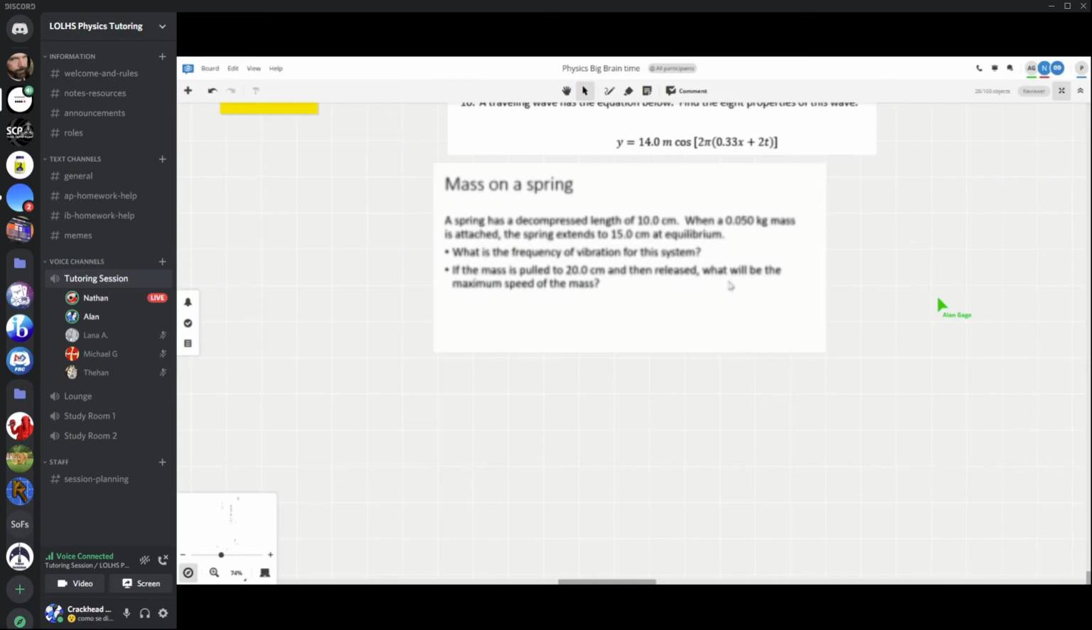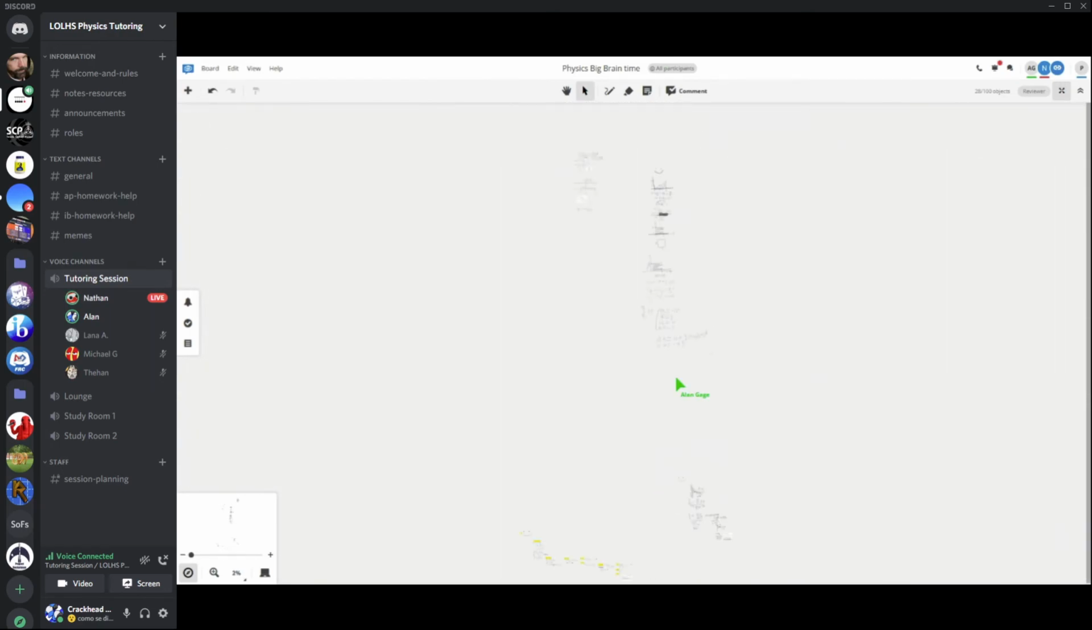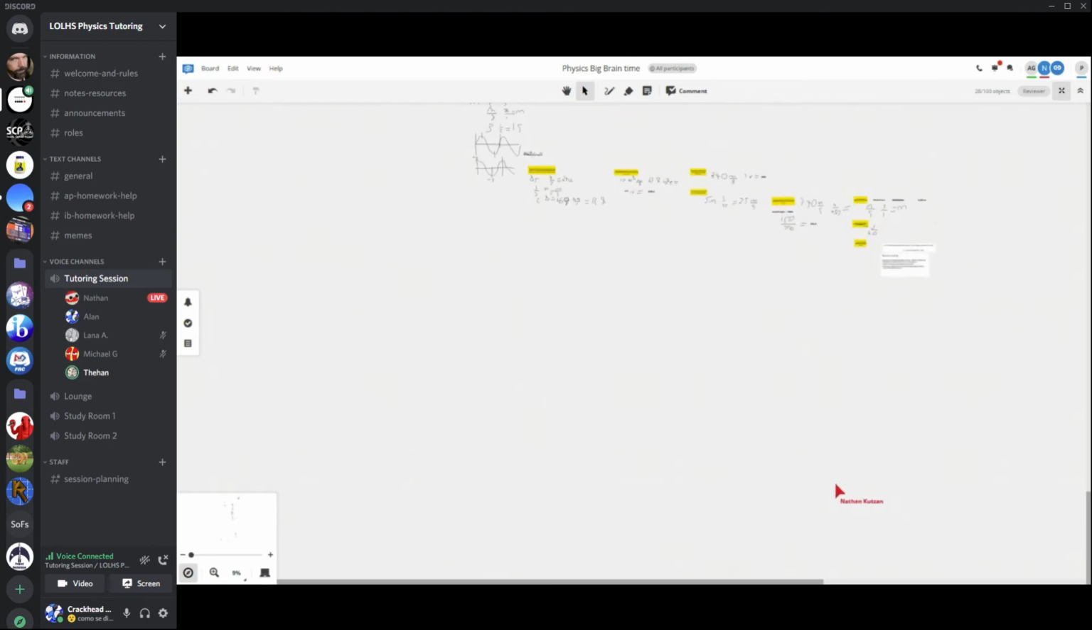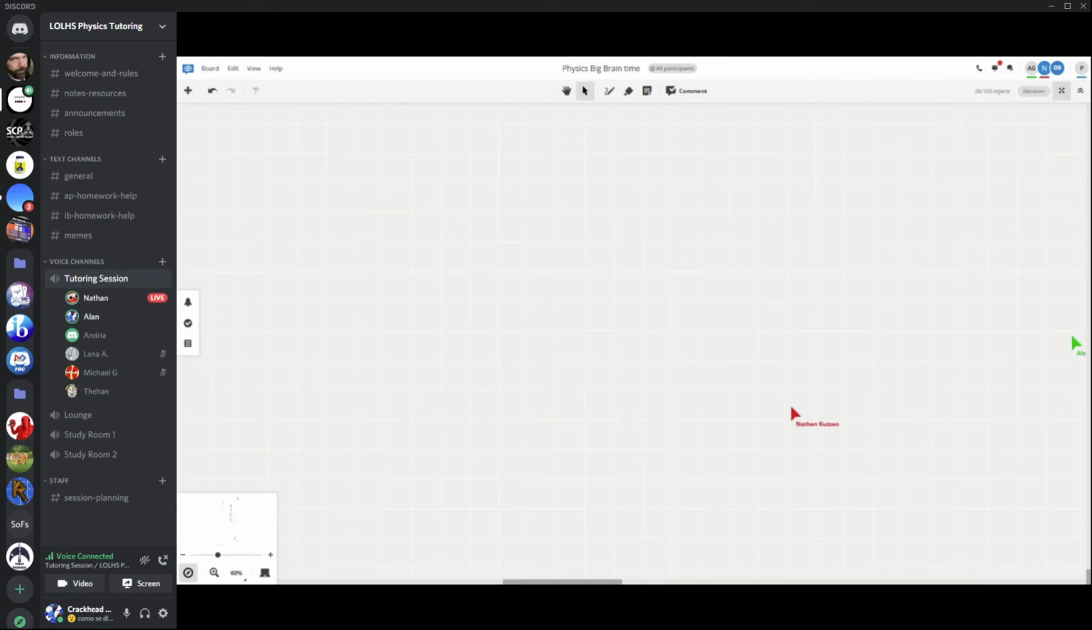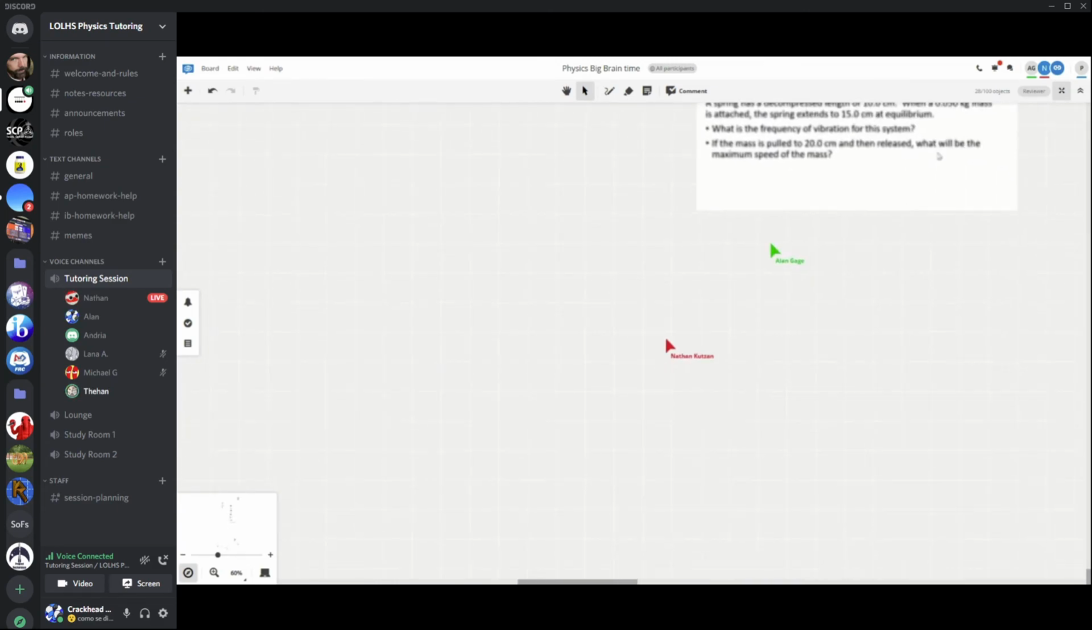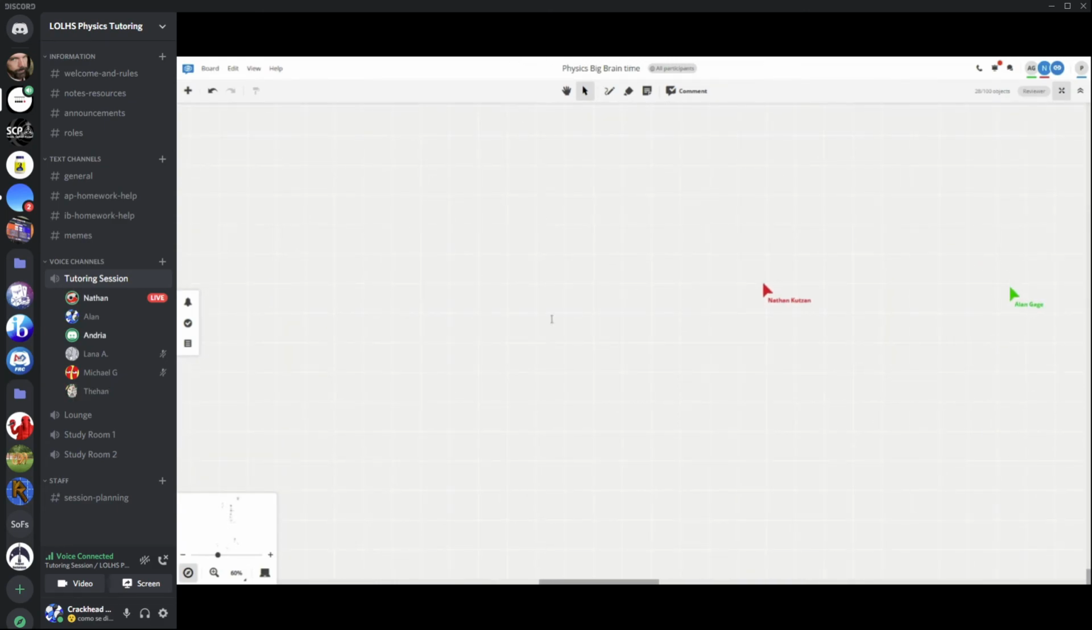Just to clarify, this is the only problem he gave you? Yep. The entire thing. So what we did was we spent one day on mass on spring, one day on pendulum. Both days we just derived the formulas for them, and then we did a lab on them, and then we just did this. As far as I remember, that's all we did.